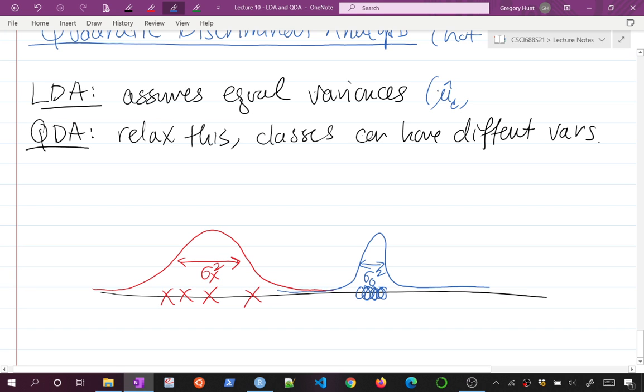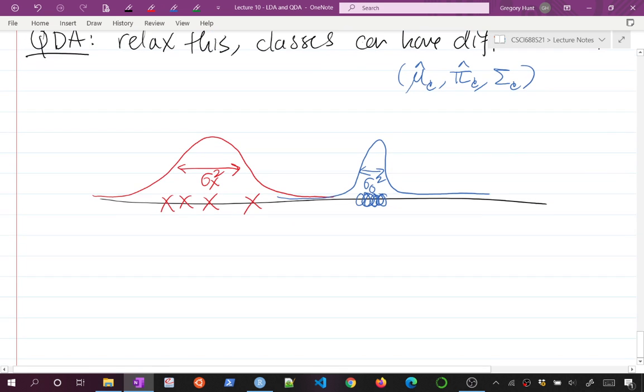LDA, you had to estimate the means for each group, you had to estimate the prior probabilities for each group, and you had to estimate a common variance or covariance. Let's just call it sigma for the most general case. And QDA, you similarly have to again estimate my means, have to estimate my prior probabilities, but now you're going to have potentially either a different variance or covariance matrix for each group. But otherwise, it's basically the same deal.